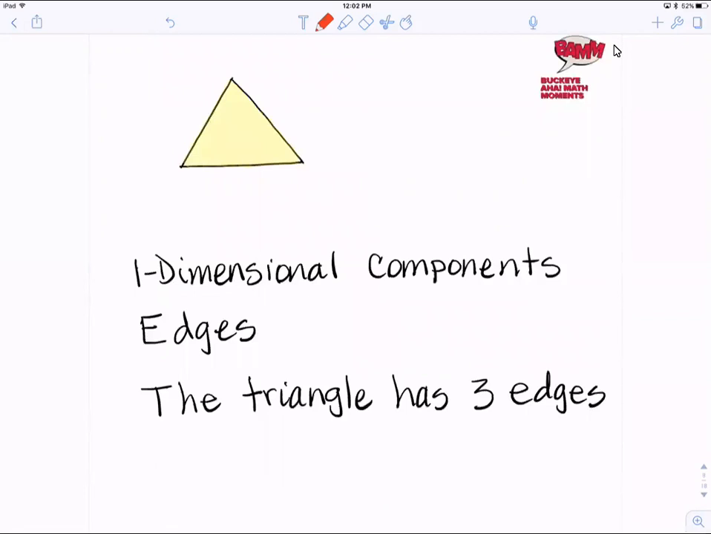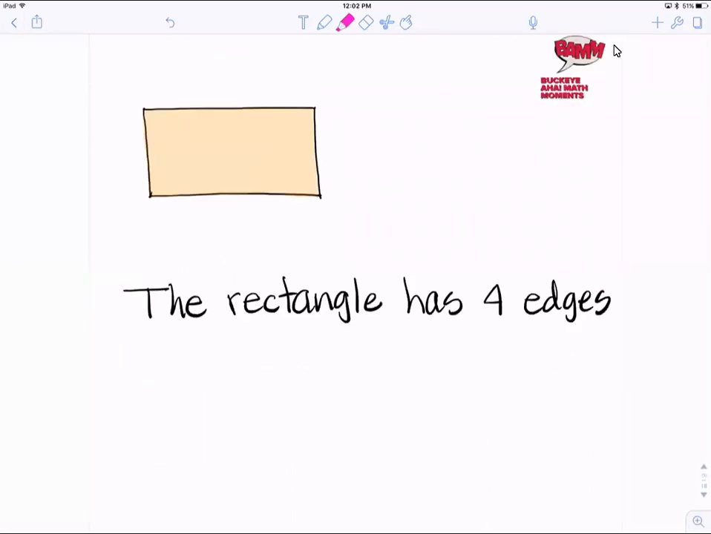The one-dimensional components, also called edges, are the lines in the geometric figure. In the case of the triangle, there are 3 one-dimensional components, 3 edges. 1, 2, 3 edges on a triangle. The rectangle has 1, 2, 3, 4 edges.